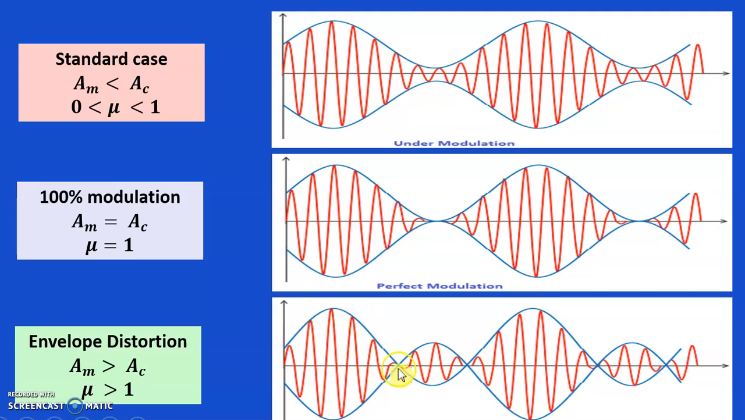And in this case, we cannot recover the message signal using a simple detector at the receiver side to demodulate the signal, to extract the message signal from the amplitude modulated signal.